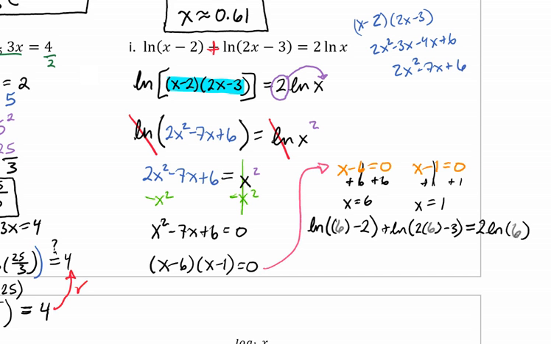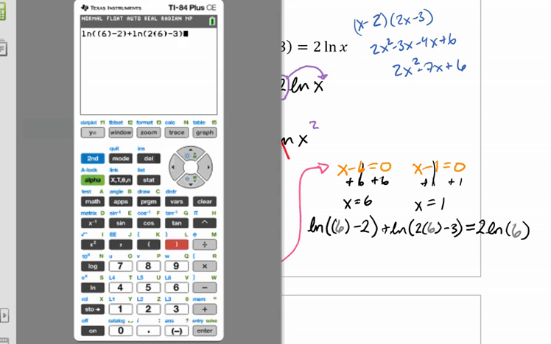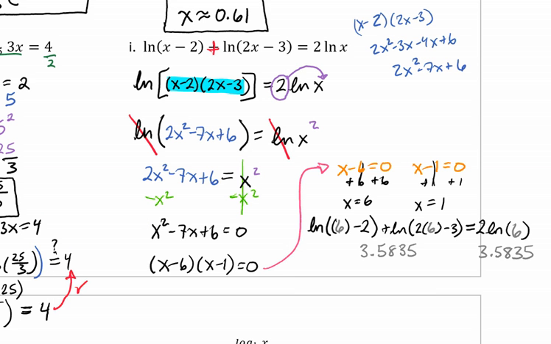So that means we're going to be plugging some of this stuff into our calculator. So we'll plug in our natural log of 6 minus 2 plus the natural log of 2 times 6 minus 3. And that's going to give us 3.583. And then if we take 2 times the natural log of 6, we're going to get also 3.583. So here we see that our 6 checks out. And so we know, because those are equal, that our 6 is a solution.